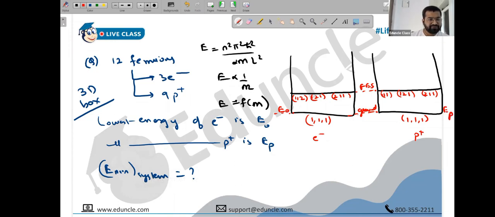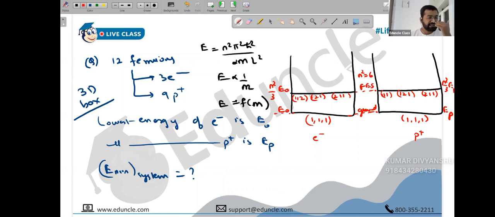If you remember, as we go ahead, how does the excited state become? n square by 3 times the ground state. So what is n square in this case? 1 square plus 1 square plus 2 square, which is 1 plus 1 plus 4, which is 6. So for the first excited state, n square is 6. So here you will have n square by 3 E naught, and here you will have n square by 3 EP.